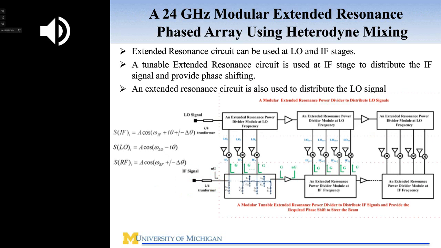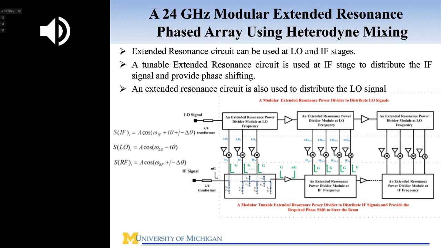And to demonstrate the idea, we designed a 24 gigahertz modular extended resonance phased array. In this case, we decided to provide the phase shifting at the IF stage. As you note in the figure, we have two chains. The top chain is LO signal distribution, and we use extended resonance power dividing to achieve signal distribution. In this case, the phases of the LO signals injected into the mixers are all the same, and amplitudes are maintained the same.